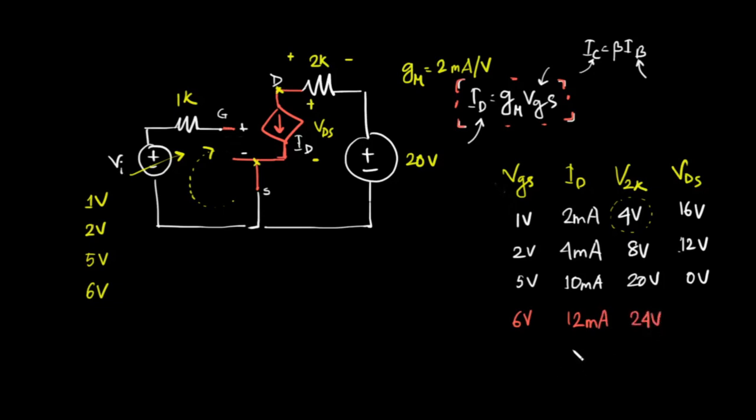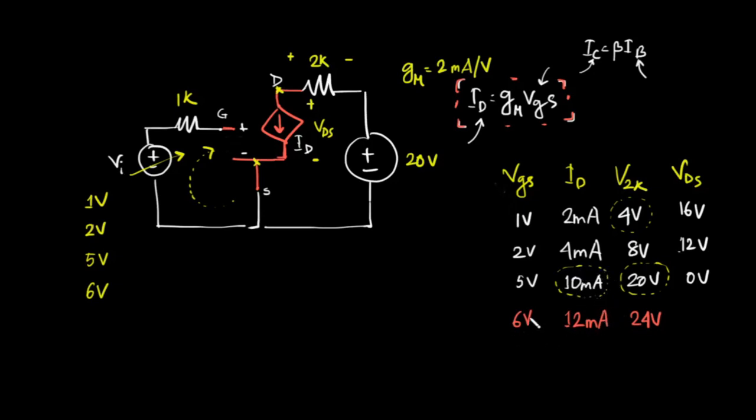As we saw in the BJT case, this is not permissible. Why? Because the supply is 20 volt, right? Since the supply is 20 volt, this resistance cannot consume 24 volt, because in that case the transistor would have to produce a voltage on its own, and the transistor cannot do that. So what will happen if I apply 6 volt to it? Since the maximum voltage of the resistance can be 20 volt, the maximum value of ID can be 10 milliampere. The value of ID cannot exceed 10 milliampere for this circuit.